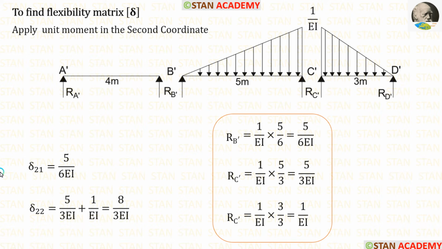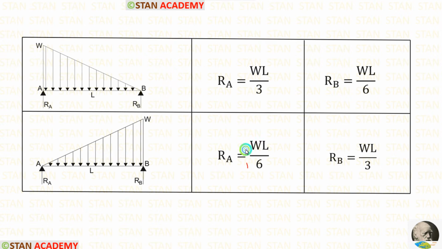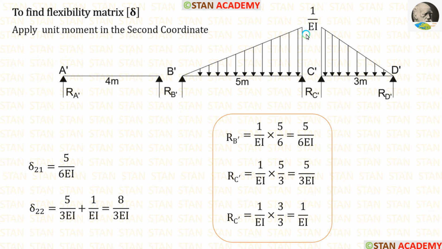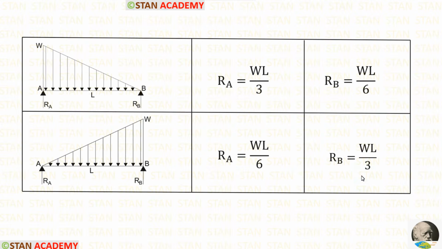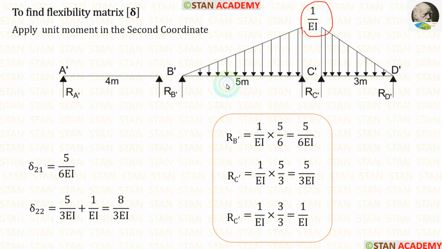In the flexibility matrix, now using the formula, let us calculate the second row. First, in the beam B dash C dash, let us calculate RB dash. The formula is WL upon 6. Here W is 1 upon EI and L is 5. When we apply inside the formula, we are getting 5 upon 6 EI. Now let us calculate RC dash in the beam B dash C dash. The formula is WL upon 3. Here W is 1 upon EI and L is 5. When we apply inside the formula, we are getting 5 upon 3 EI.